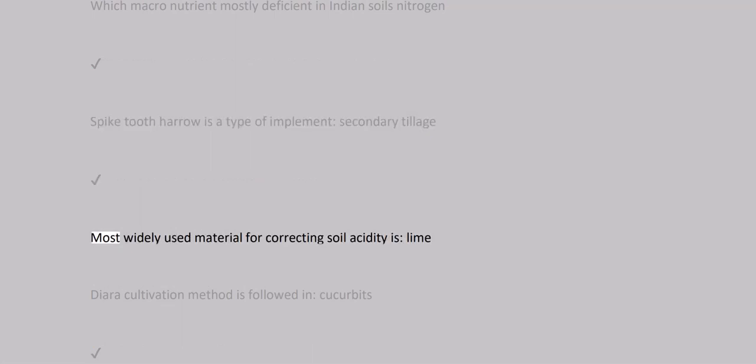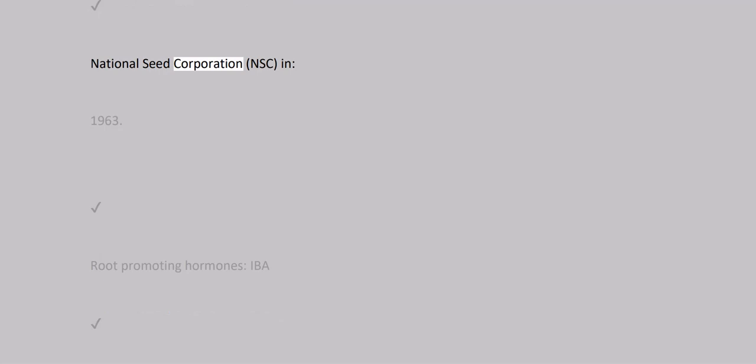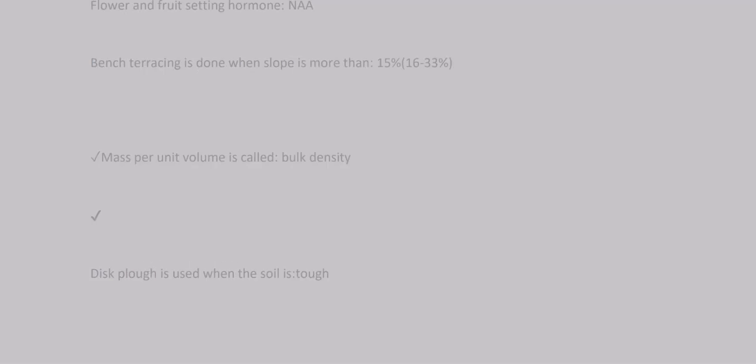Secondary tillage. Most widely used material for correcting soil acidity is lime. Dibbling cultivation method is followed in cucurbits. C:N ratio of organic matter is 10:1. National Seed Act was passed in 1966. National Seed Corporation, NSC, in 1963. Root promoting hormone, IBA. Flower and fruit setting hormone, NAA.